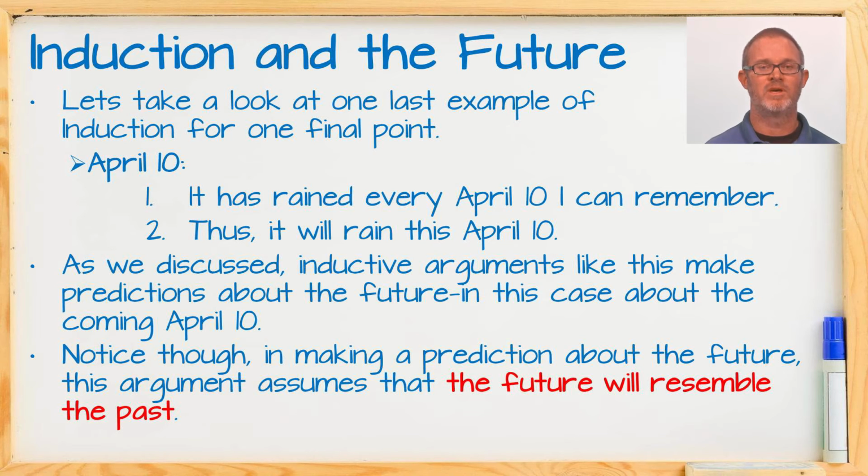In this case, we have again a prediction about the future, namely about April 10th. But notice that in making this prediction about the future, we're assuming here that the future is going to be like the past, right? We're going to assume that this April 10 will be like the past 10, and that we'll have rain just like we had before, right? But also notice that a lot of times this assumption about the future resembling the past doesn't always have to be true, right? Because on certain occasions, the future turns out to be different, right?